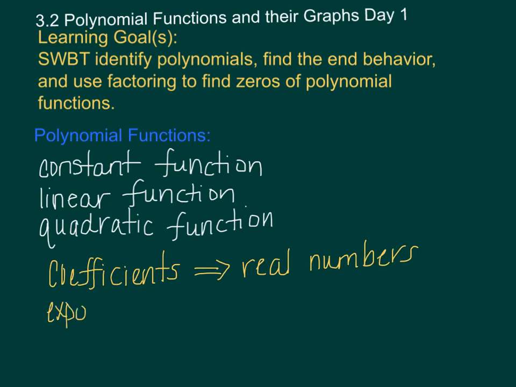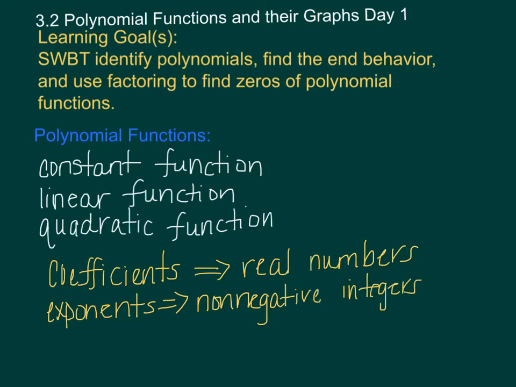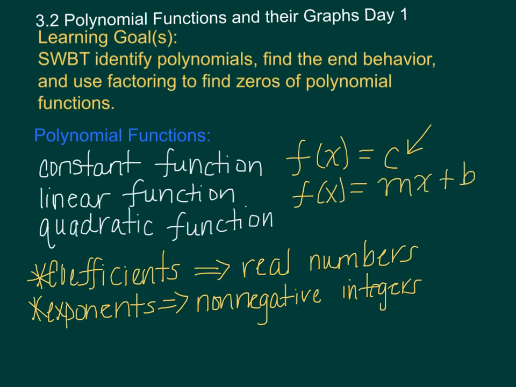and your exponents are non-negative integers. So those two things are really important. A constant function is in the form of f of x equals c, where c could be any real number. Linear, we know, is mx plus b. And then of course, you have your quadratics, which we just did. So these are examples of polynomial functions.